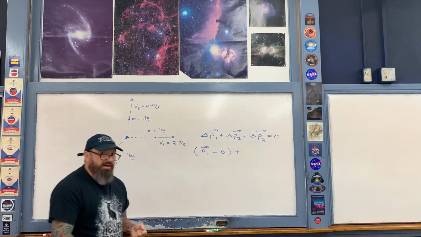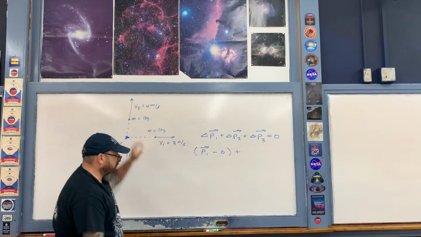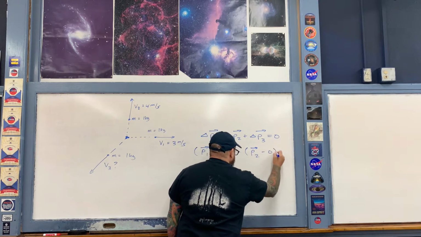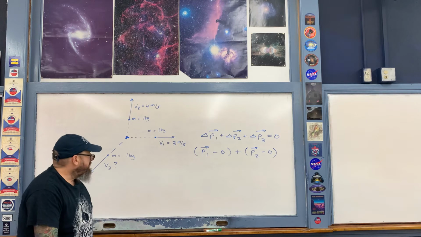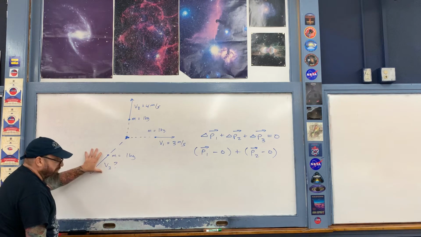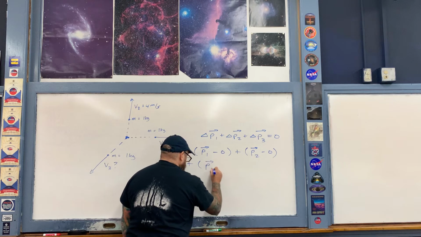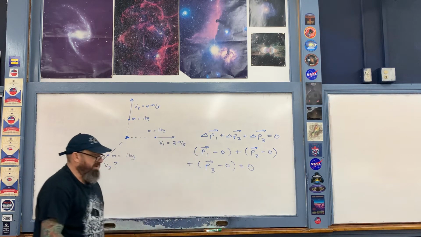And then we have the second object. After the explosion, it will have a final momentum we'll just call P2. And then minus the initial, once again, which is equal to 0, because the second object also begins at rest. And then lastly, we have right here the unknown. Its final momentum after the explosion we'll just call P3. And then minus the initial, which is once again 0, because the object begins at rest.